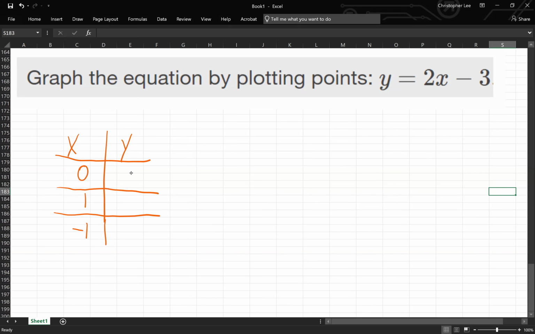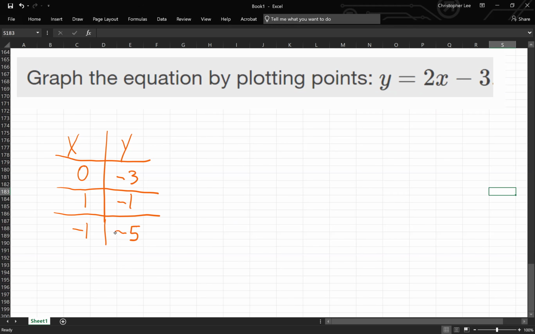All right, so tell me what the y coordinate will be. What's y of 0? What you got? -3, very good. What's y of 1? -1, very good. What's y of -1? -5, very good, right?